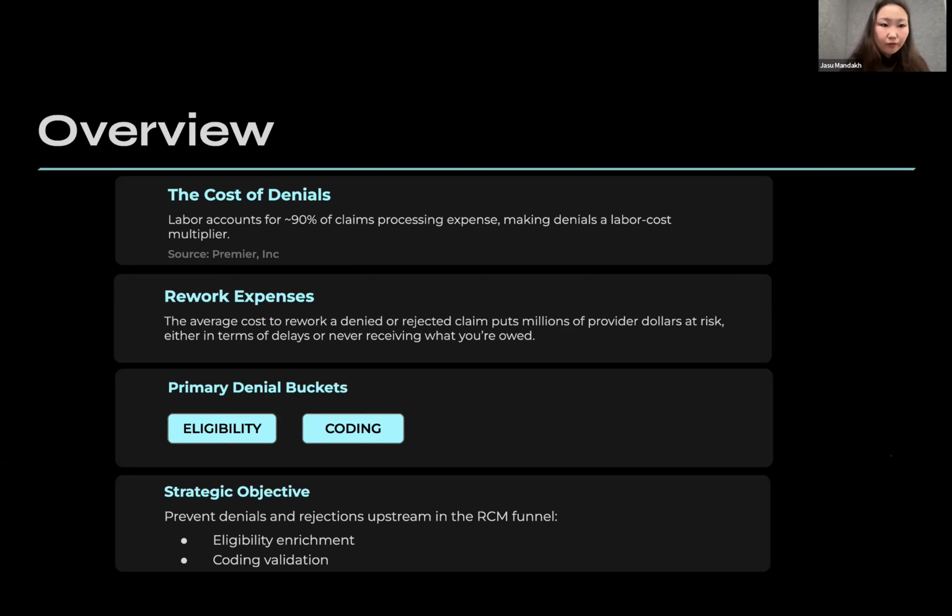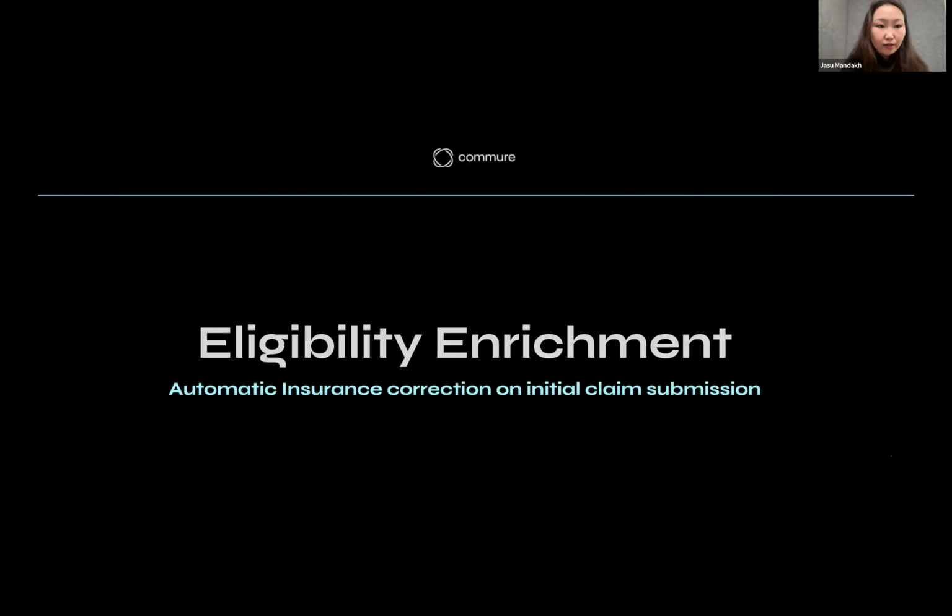So our objective when doing these automations was to automate this and prevent it upstream before the claim goes out, so that we can improve our clean claim rate. At the same time, if it comes back as a denial or rejection, how can we deal with those automatically and assist you in solving those denials and rejections in a more intelligent way? Okay, so I'll hand off the slide to Ritesh and Elliot to talk about the eligibility enrichment.